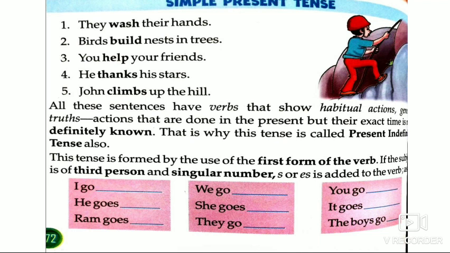This tense is formed by the use of the first form of the verb. Go, climb. First form of verb. If the subject is of third person and singular number, s or es is added to the verb.